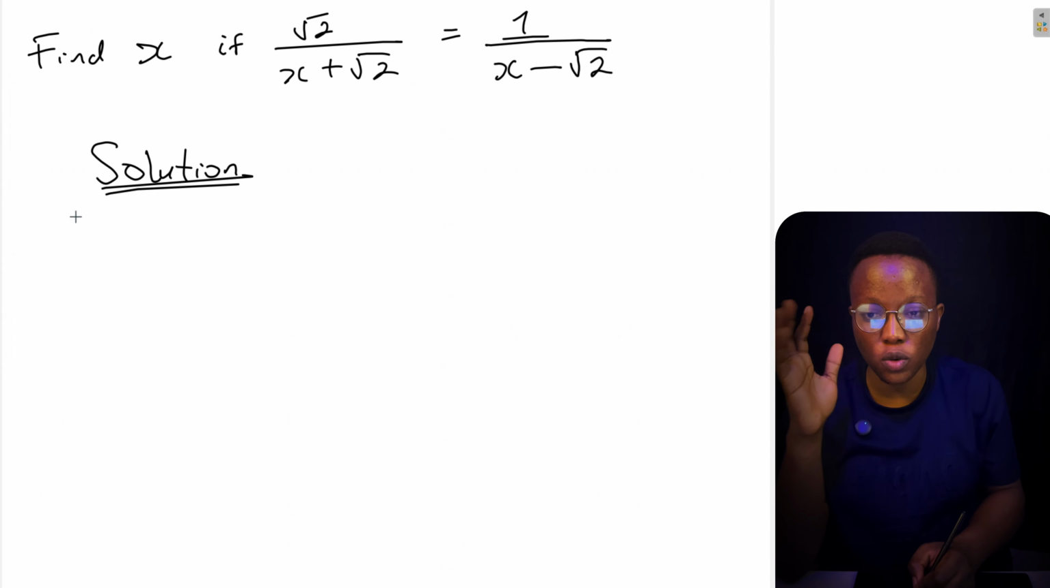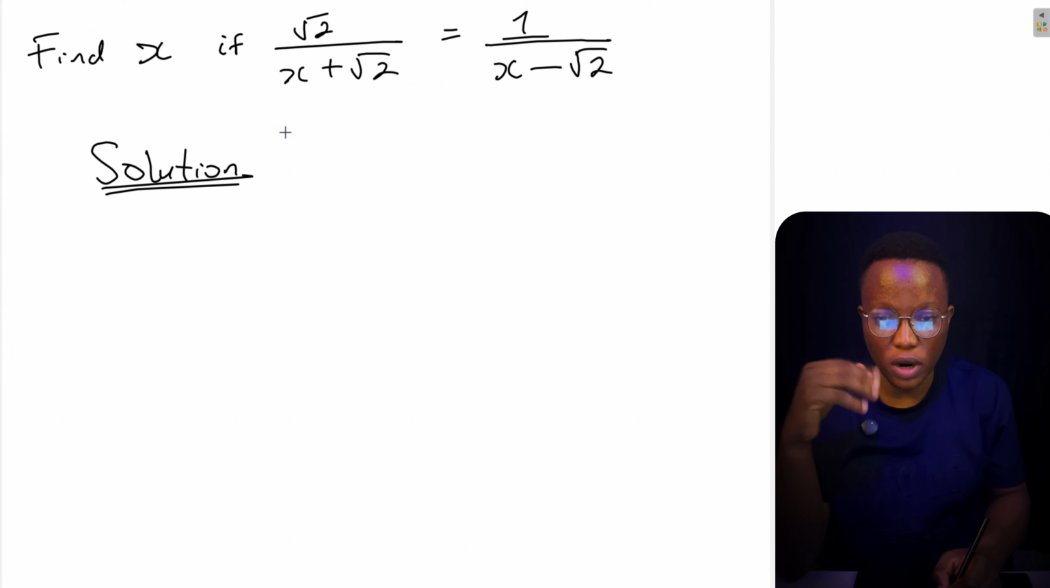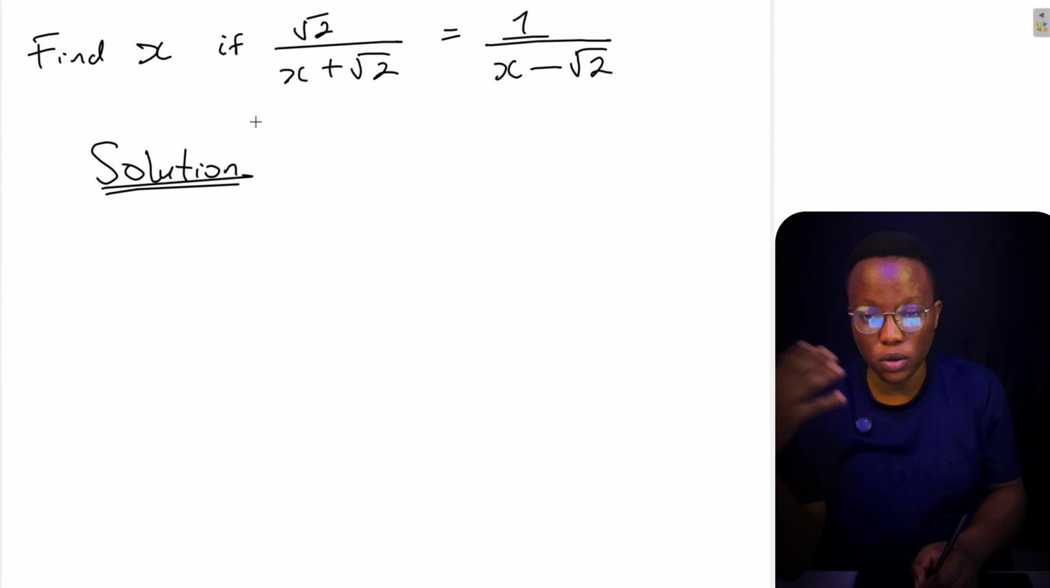All right, so today we have this question. It's a radical question. Radical in the sense that we have these signs called radical signs. Follow me as we solve it together.